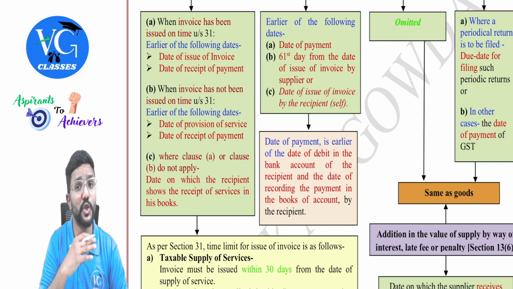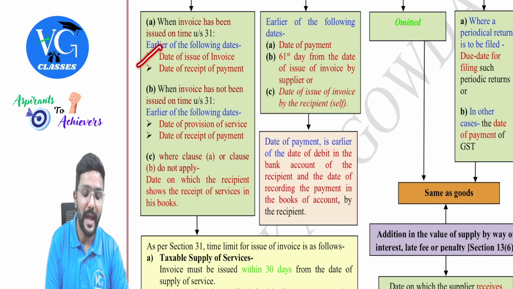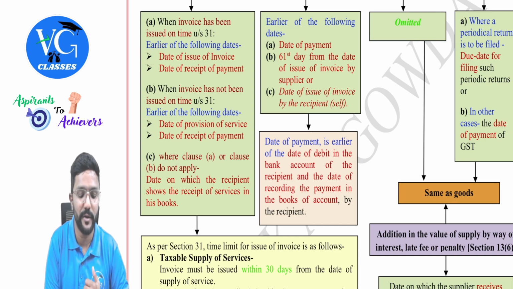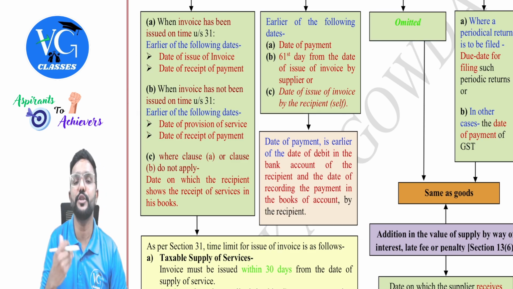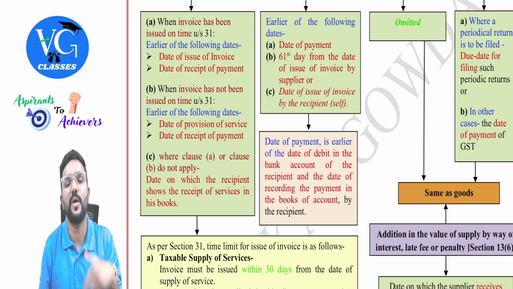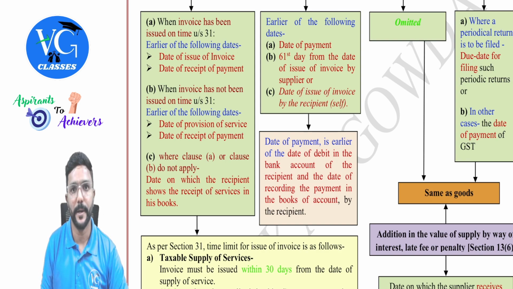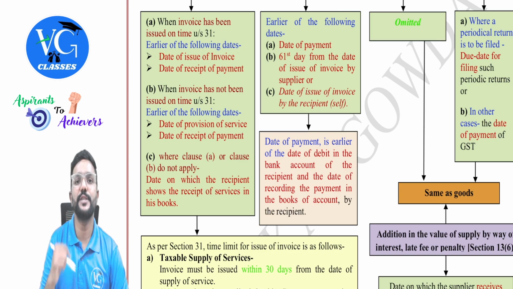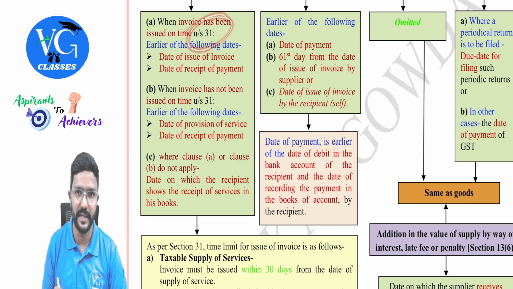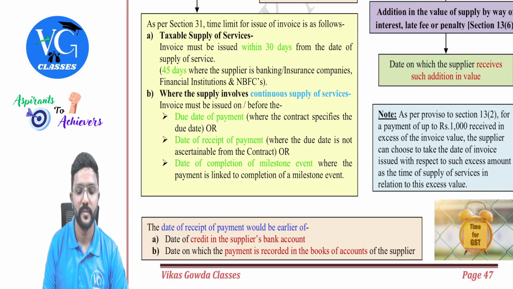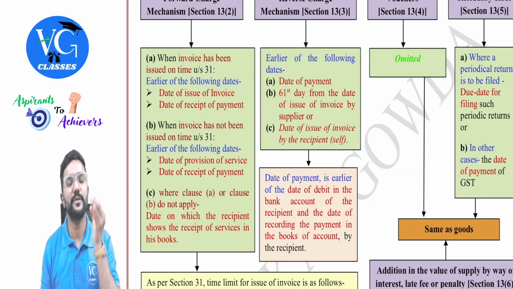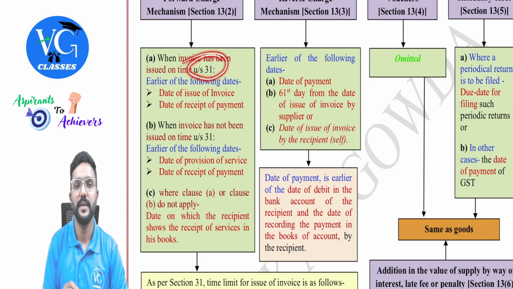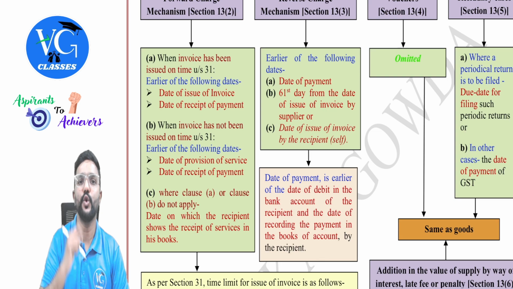Sir, what if the invoice is not issued within the due date? Then, as the invoice is not issued within the due date, we don't take the invoice date. Instead of that, we will take the date of provision of service, meaning the day on which the service was rendered. Okay. So I repeat, if the invoice is issued within the due date. Sir, what is the due date to issue invoice? It is given in section 31. We will learn that. Yes. So if the invoice is issued by the supplier to the recipient within the due date given in section 31, then the time of supply is the earlier of 2 dates.